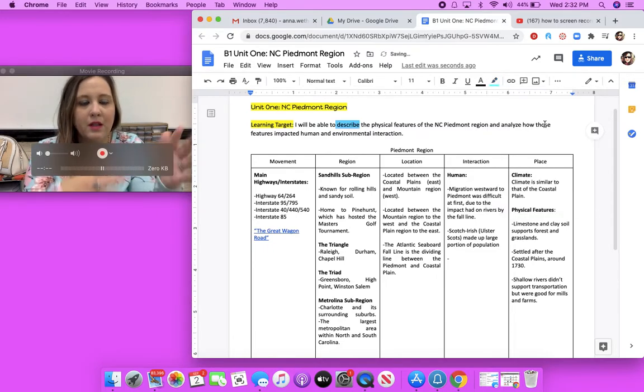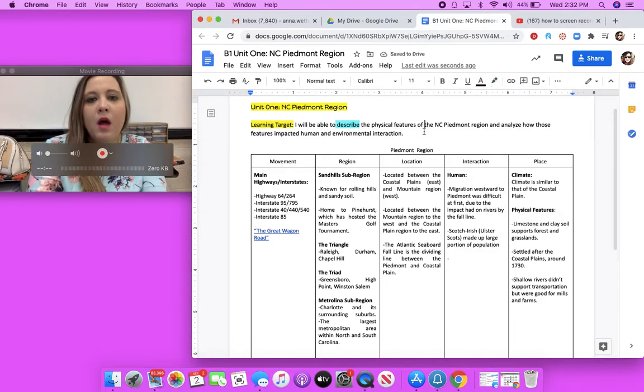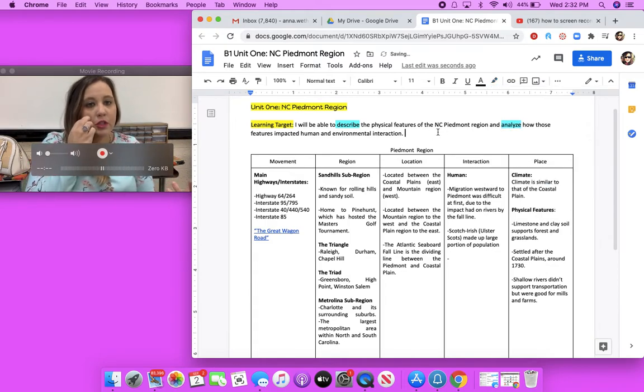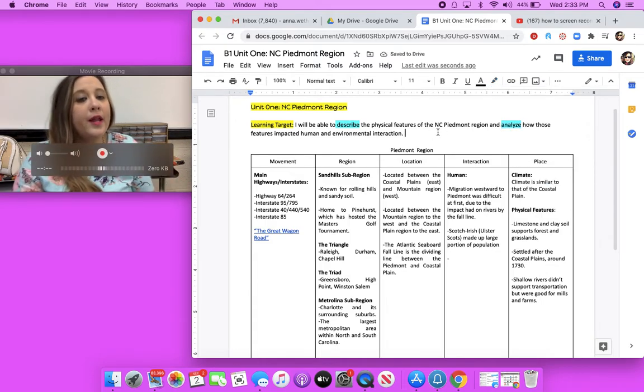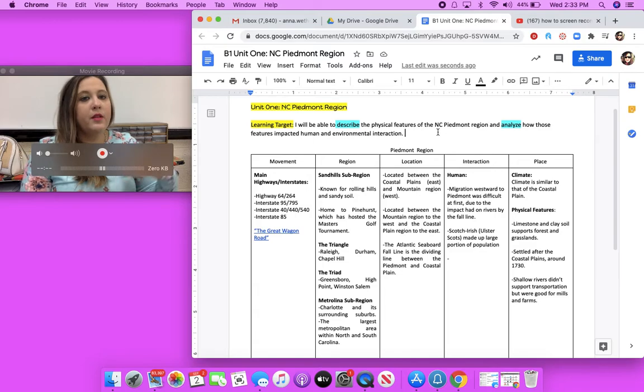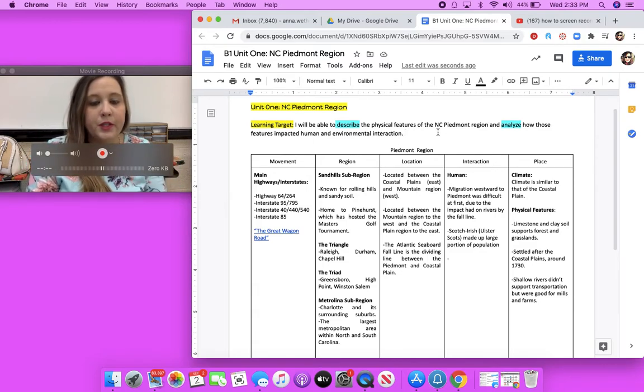So I'm going to use the light blue color. So we have describe and we have analyze as our other verb. So we're going to be able to describe the physical features of the Piedmont region, and then we're going to analyze how those physical features impacted the way that humans interacted with other humans and the way that humans interacted with the environment, and still do today.